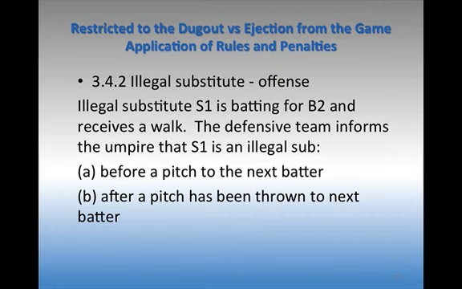First of all, know the difference between an illegal and an unreported sub. In both A and B, the runner is out and restricted to the dugout. In B, any subsequent plays after she is on base stand.